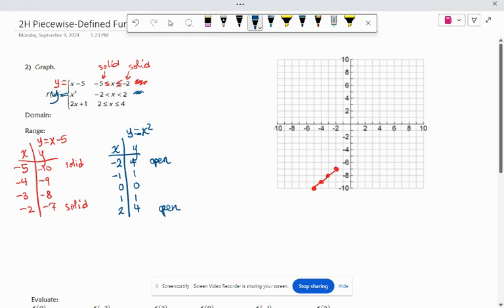So I'll come over here, and now I got to make sure I make this an open dot. -1, 1, 0, 0, 1, 1. Obviously, this is going to be a parabola shape because that is what the y equals x squared gives us. Try that again. Okay.